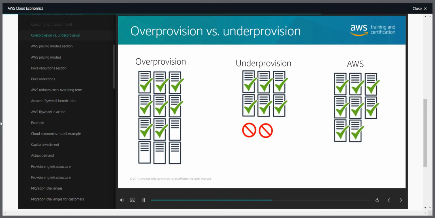AWS helps your customers avoid inefficiencies and financial losses by enabling your customers to launch the infrastructure they need when they need it. With this model, over-provisioning and under-provisioning are no longer issues. Your customers align their infrastructure, services, and costs to usage patterns.